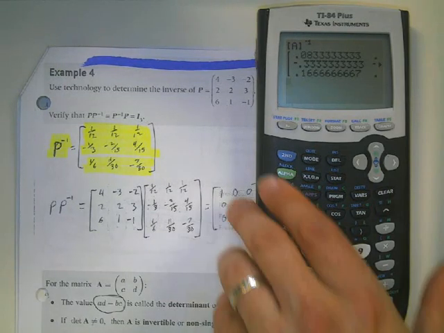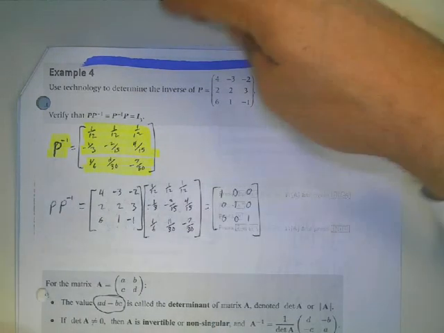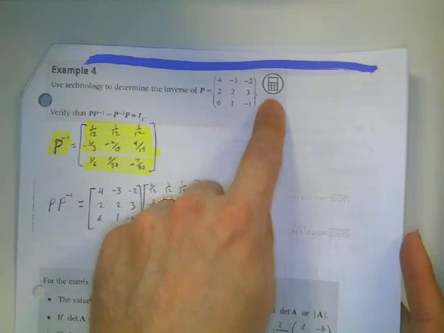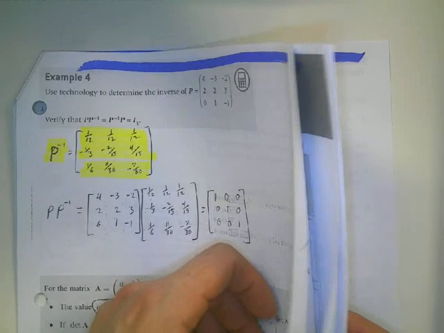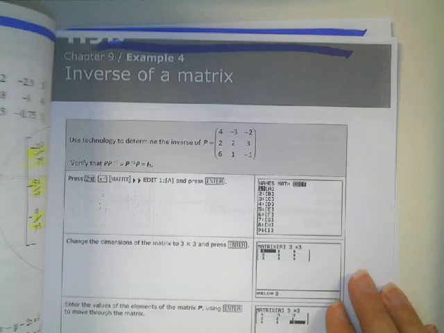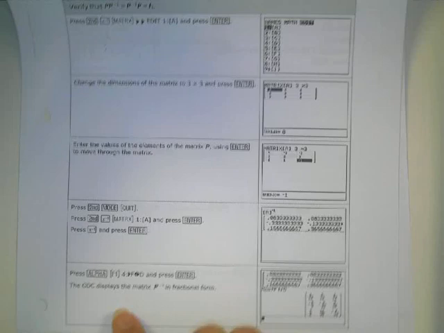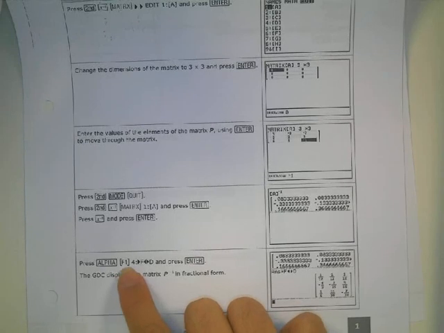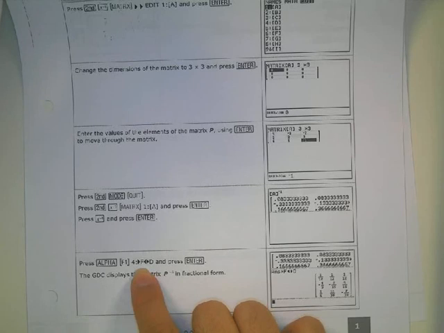And I don't remember myself, so I need to go back to the calculator instructions, because this means there were calculator instructions provided by the book. And what did they do? They pressed alpha and F negative 1, and then 4 and enter. So let's do that right now.